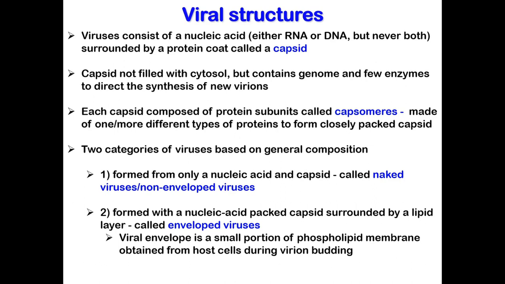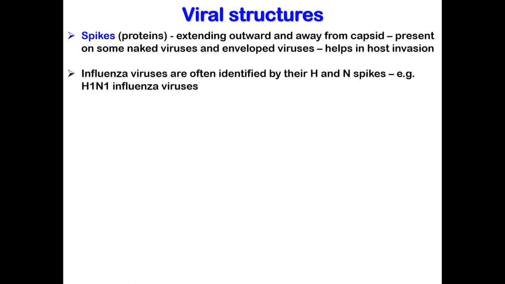Other viruses are formed from only a nucleic acid and capsid, and these are called naked or non-enveloped viruses. Some naked viruses and enveloped viruses have spikes, which are proteins which extend outward and away from the capsid, and these help in host invasion. They help to bind to the host cell. Influenza viruses are often identified by their H and N spikes, for example H1N1 flu viruses.